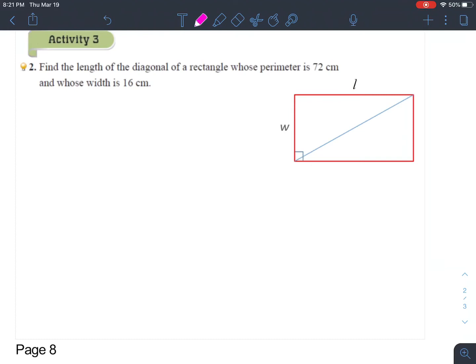Okay, go ahead for this one. I want you to try to find the length of the diagonal in this shape if you know the perimeter is 72 and you know the width is 16.